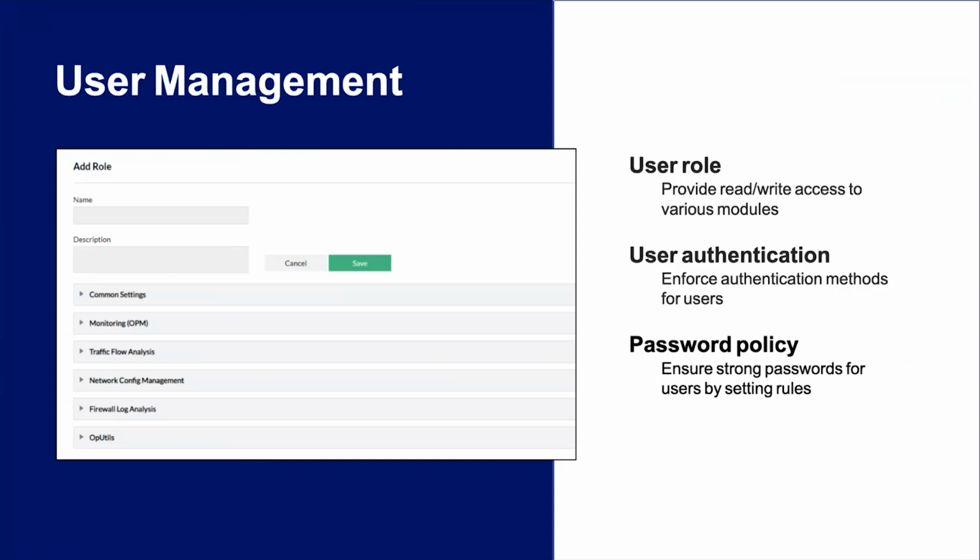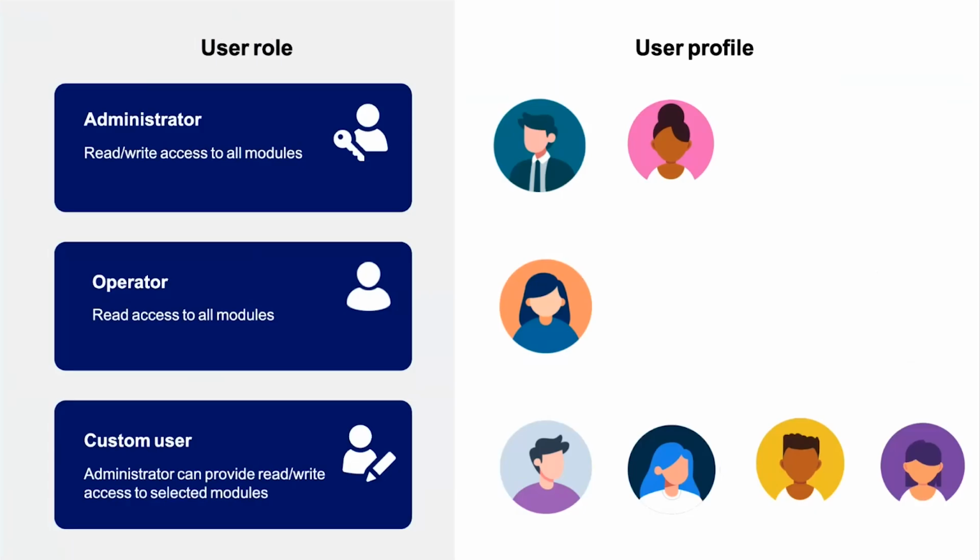OpManager Plus has 3 basic user roles, and you can create as many user profiles as you require, and then assign roles to the profiles. So let me tell you about the user roles. There are 3 basic roles: the administrator, operator, and custom user. Firstly, we have the administrator role, who has unrestricted access to everything in OpManager Plus. Basically, they can read or write all modules. This can be given to your senior network admins, or whoever is in charge of your organization's IT team. Usually they would have the administrator role.